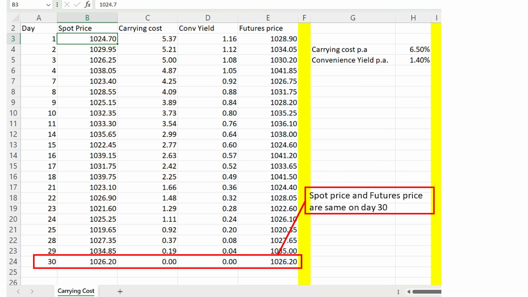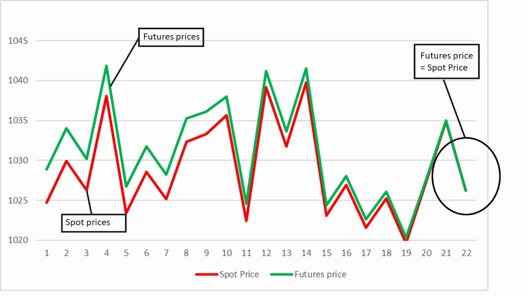Likewise, for each of the days the futures contract price has been arrived at. On the last day, as you can see, the futures contract price is the same as the spot price, because there is no carrying cost and there is no convenience yield if you buy the asset on the last day in spot and also settle your futures contract on the same day. Now in this graph, I have put the spot versus futures prices together to show you how there is a bigger gap between the spot and futures prices to start with. On day 1, the gap gets narrowed towards the end, and on the last day there is a convergence between the spot prices and the futures prices at maturity.